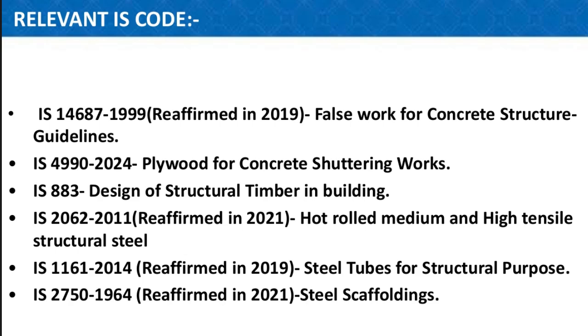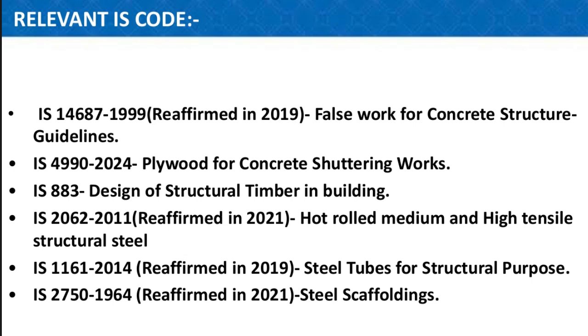It has given all the details about what to do, what not to do, what material is to be used, what load you need to compare, and each and everything in this code. So whenever you are dealing with formwork or shuttering, you need to follow IS 14687. Then IS 4990/2024, that is plywood for concrete shuttering works. Because in the table formwork, the main ingredient is the plywood.